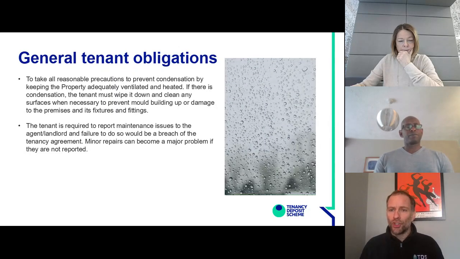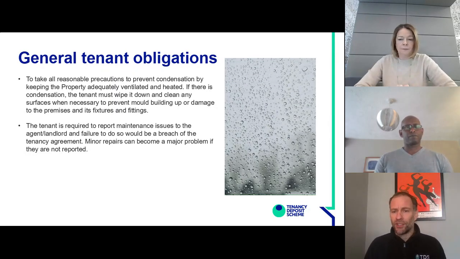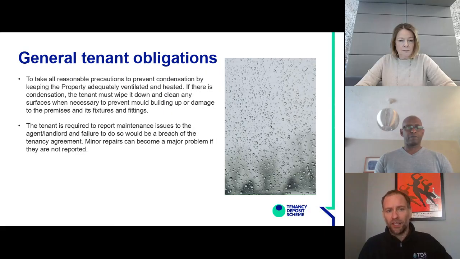Now, the general tenant obligation in relation to mould and damp is that, as Sandy said, the tenant has to act in a tenant-like manner. They have to do the little jobs about the place, the things that a reasonable tenant would be expected to do. And that's going to include wiping down condensation in the morning, making sure that the property is adequately ventilated, cleaning away small areas of mould as they develop, things like that.